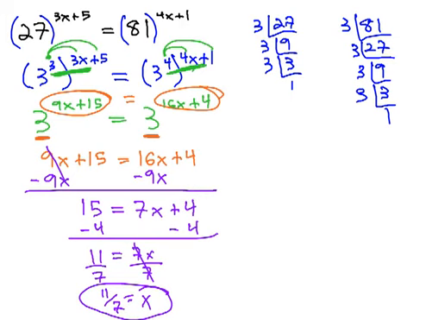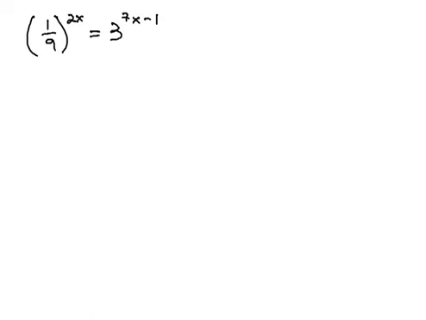Let's try another one. How about 1/9 to the 2x equals 3 to the 7x minus 1? In this one, the 1/9 becomes interesting because the 1/9 is a fraction. What type of exponents make fractions? Negative exponents. You might recognize that 9 is divisible by 3 twice. 9 is 3 squared.